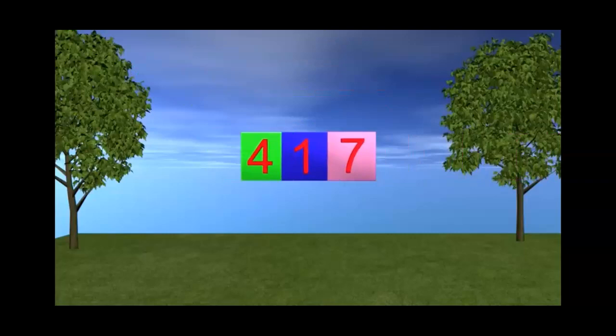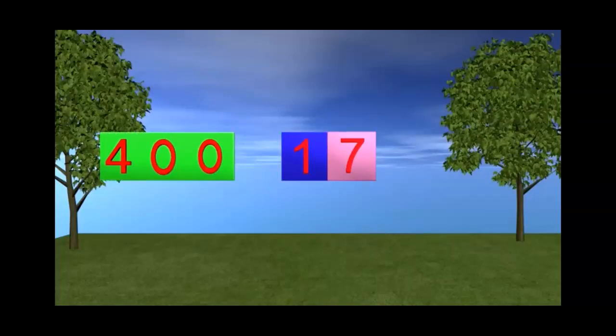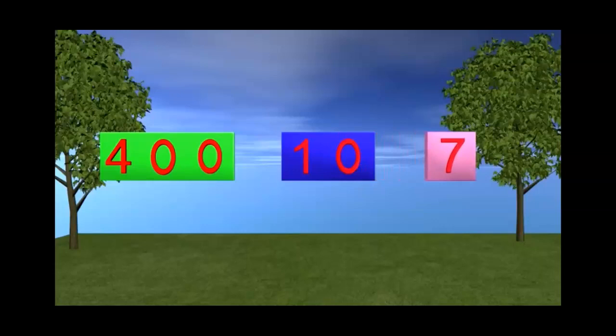Here we have the number 417. So how much is the 4 worth in this number? The 4 is in the hundreds place, so we have 400. How much is the 1 worth? The 1 is in the tens place, so it is worth 10. How much is the 7 worth in this number? Since the 7 is in the ones place, we know it is only worth 7. Now, just like that slinky being stretched out, we now have the number 417 in expanded form.